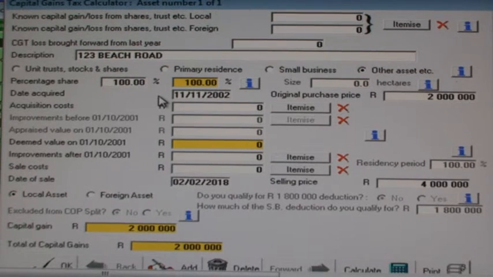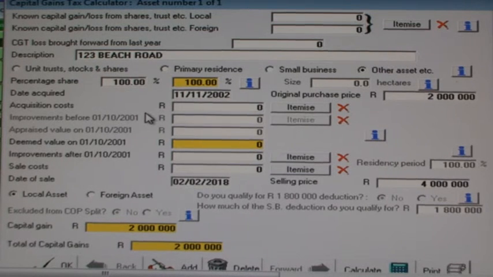Sliding our calculator screen over again, we can see that the property was bought after CGT came along in 2001. So working out what SARS calls the base cost and the profit is very simple. The base cost is the purchase price and the proceeds are the sale price. The proceeds less the base cost less certain other costs is the profit or gain.